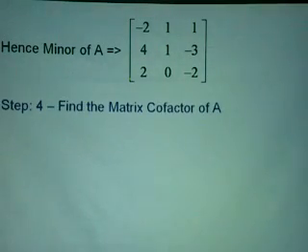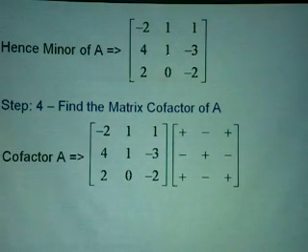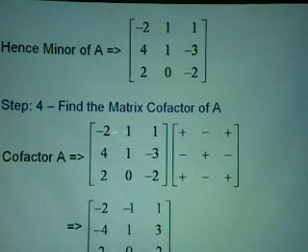And the next step is to convert this matrix to the cofactor. In order to do that, take the minor of A times the sign. So in this case, negative 2 times positive, you get negative 2. 1 times negative, you get negative 1. 1 times positive is positive 1. 4 times negative equals negative 4.